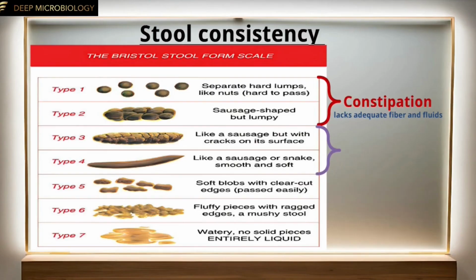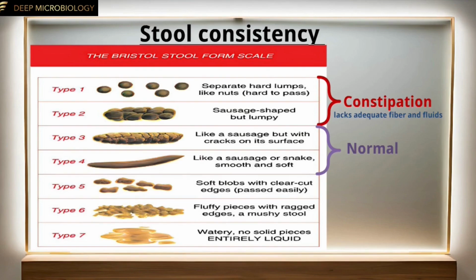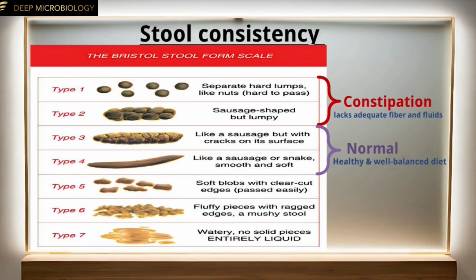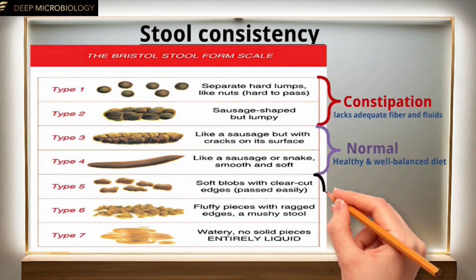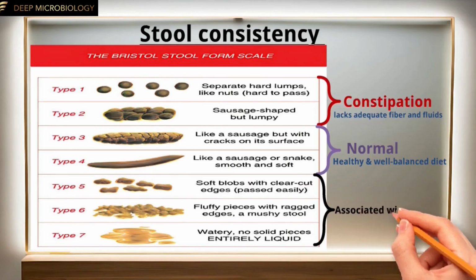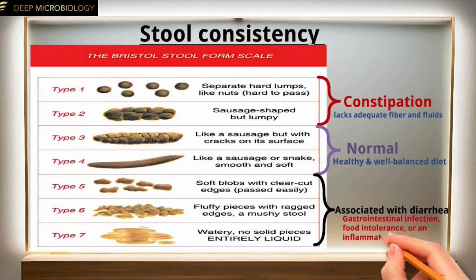Type 3 and Type 4. Formed poop, which may resemble corn on the cob or sausage, is ideal and should be easy to pass. It indicates a healthy and well-balanced diet. Consider normal. Type 5, Type 6, and Type 7 are softer and looser stool types associated with diarrhea. They may indicate a gastrointestinal infection, food intolerance, or an inflammatory bowel condition.